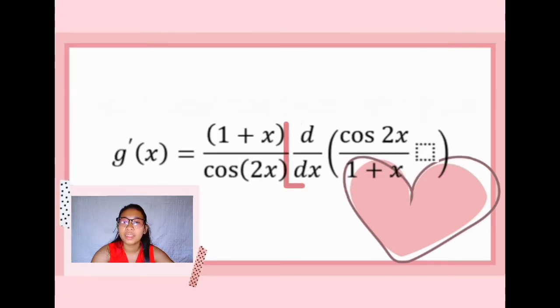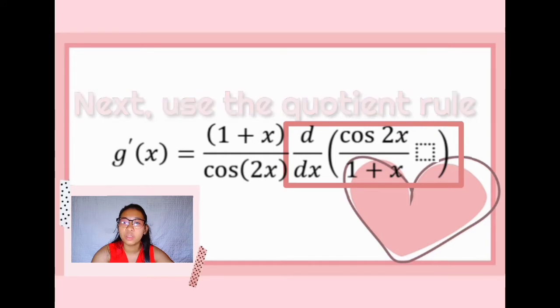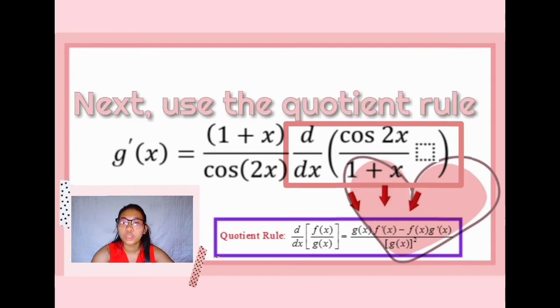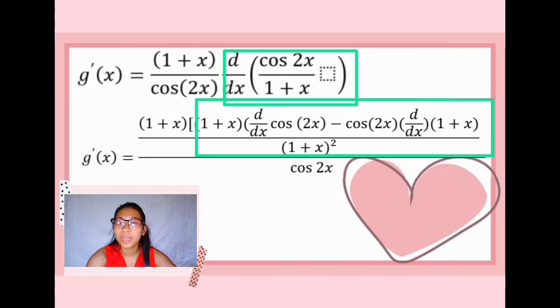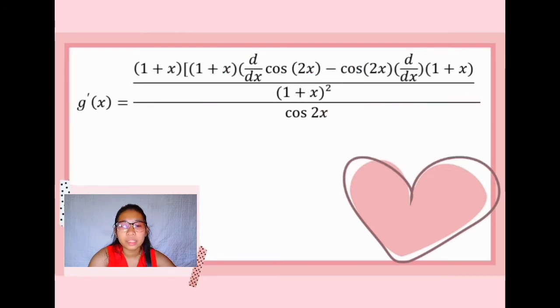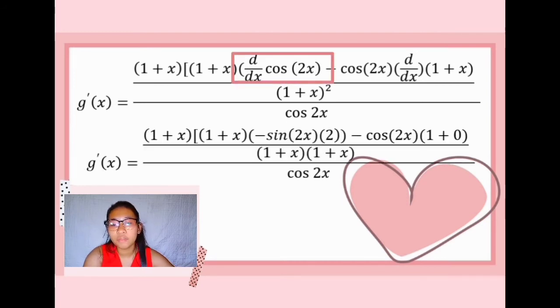For us to find the derivative of cosine of 2x all over 1 plus x, we need to use the quotient rule. Since we have 1 plus x over cosine of 2x, we will have 1 plus x times the derivative of cosine of 2x minus cosine of 2x times the derivative of 1 plus x all over 1 plus x squared. Now, let's simplify by using the trigonometric rule. So the derivative of cosine of 2x is negative sine of 2x times 2, and the derivative of 1 plus x is 1 plus 0.